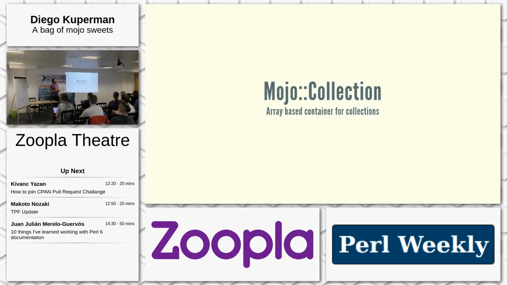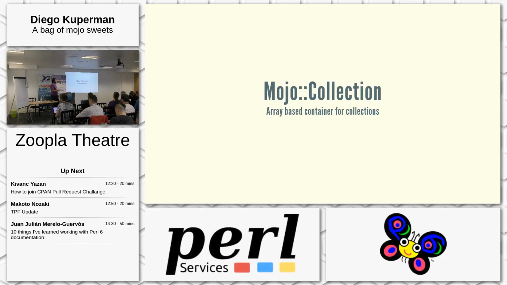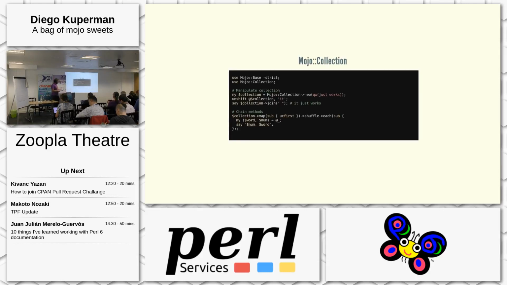Then there is Mojo collection, and Mojo collection is probably the reason I'm giving this talk. I really fell in love with Mojo collection. I started to use it every time, even when I wasn't using Mojo. So yes, it's a replacement for an array ref, for an array. It's an array-based class.